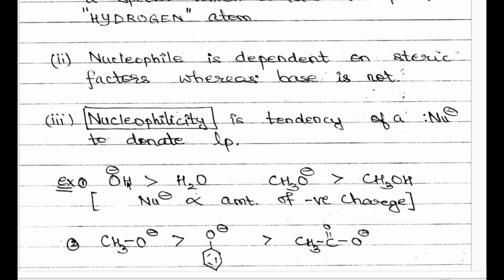When a negatively charged species is compared with its corresponding neutral species, the electron density on the negatively charged species is higher, so its tendency to donate the lone pair is higher and its nucleophile strength is also higher. Similarly, methoxide versus methanol. Methoxide is a strong conjugate base of the weaker acid methanol, and since nucleophilicity parallels basicity here, methoxide would be a stronger nucleophile than methanol.